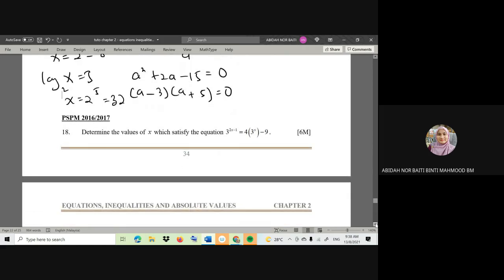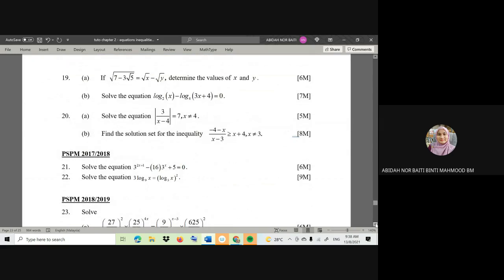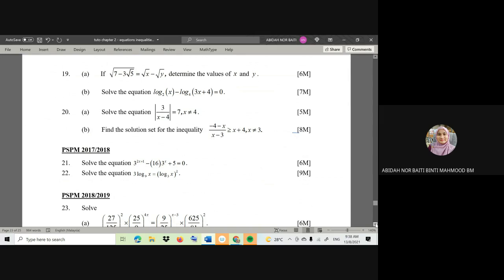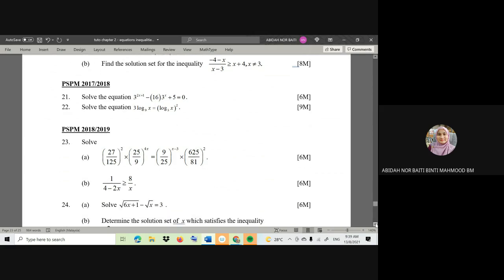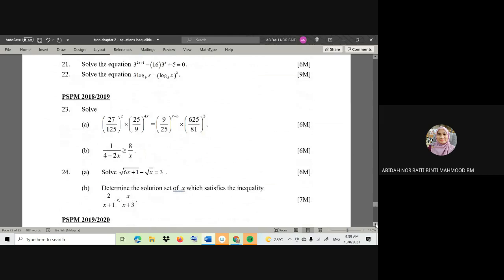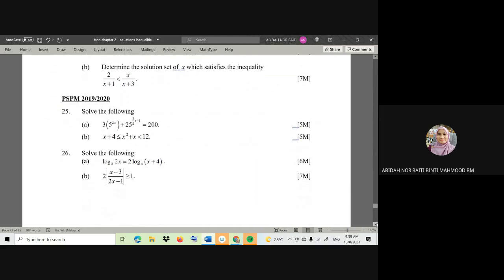Okay, number 18 is the same, it uses rules of indices. Number 19, just search SBS. Number 19 SBS, 19B change to base 2. Number 20A we use the basic definition, one positive, one negative. Number 21 and 22 are the same. Change 22 to base 3. Number 22 change to base 3. I think you can do all of those.